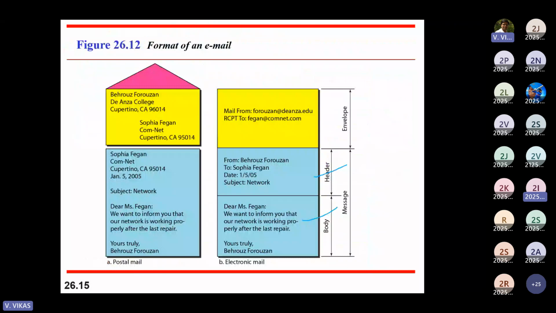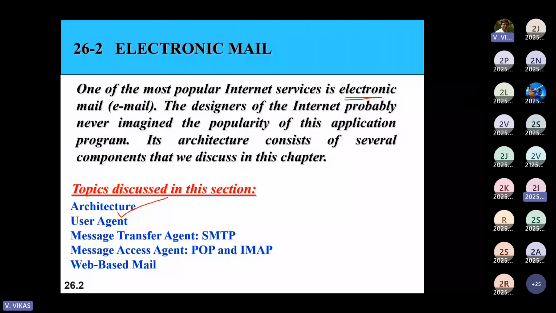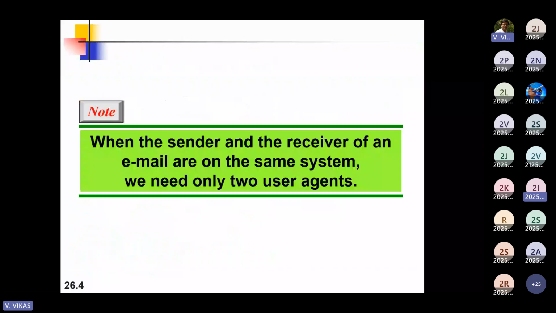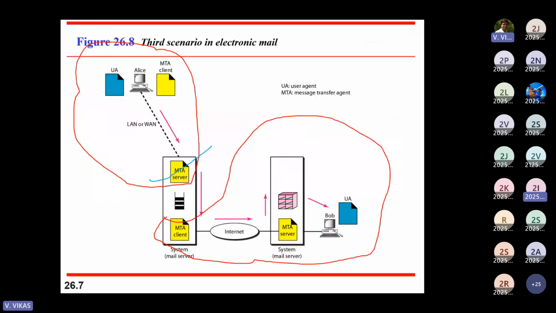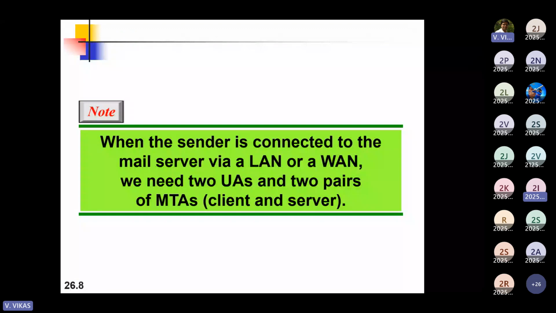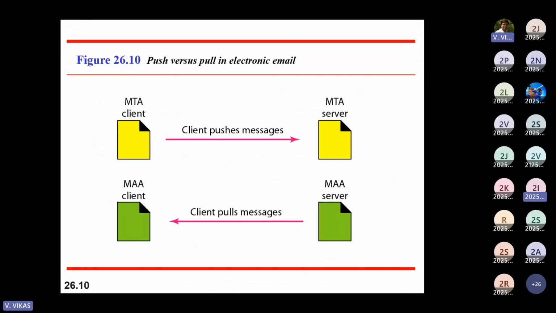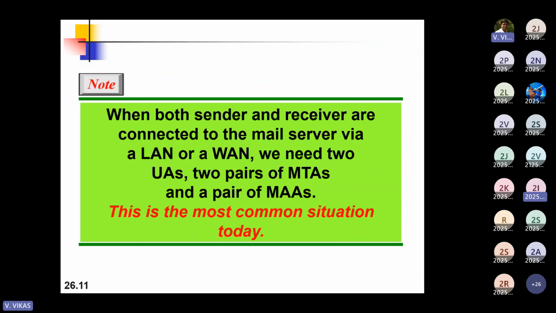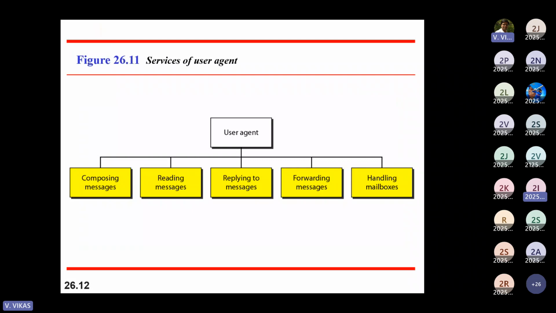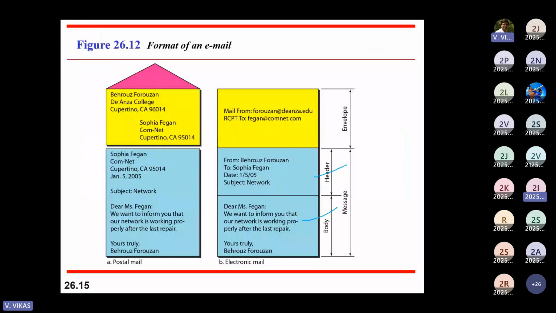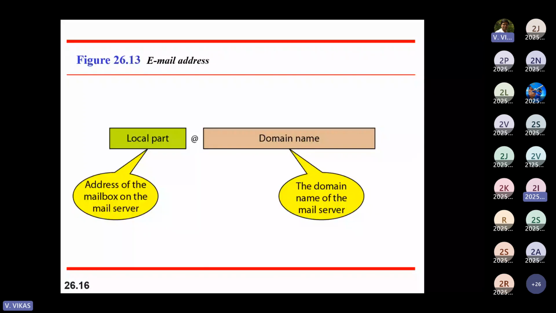Just to recap what we have seen, we started our discussion with email. Then we saw four different scenarios and how we take the help of the user agent, MTA client and MTA server to transmit a message from one location to another. Then we saw the difference between MTA client and MTA server and MAA client and MAA server. Then the role of the user agent. Then the format of email, local part and domain name.